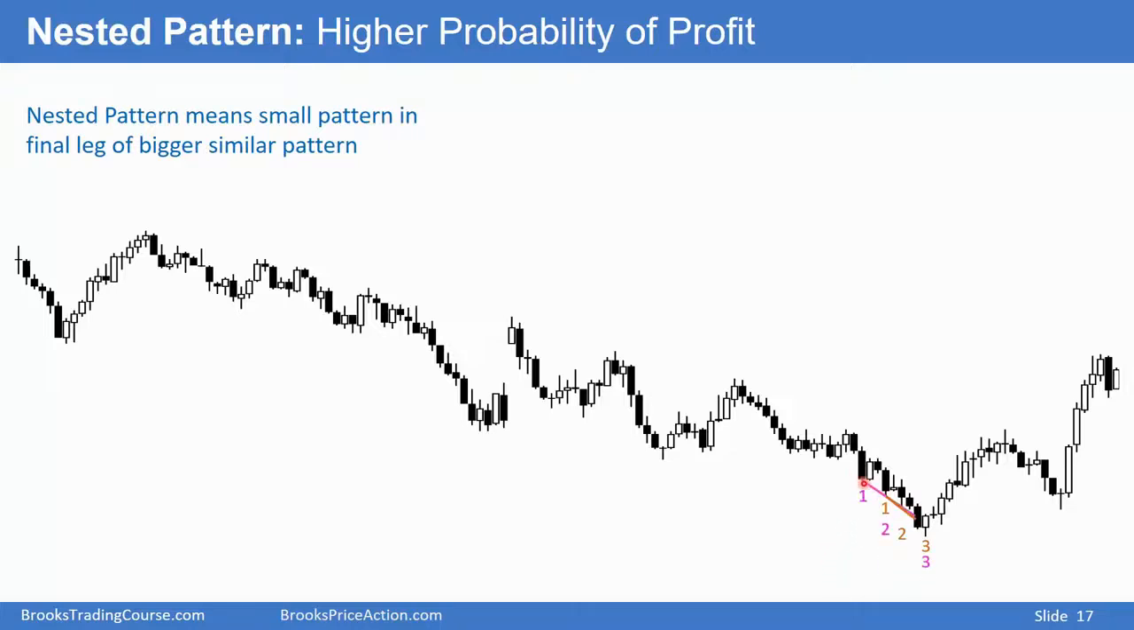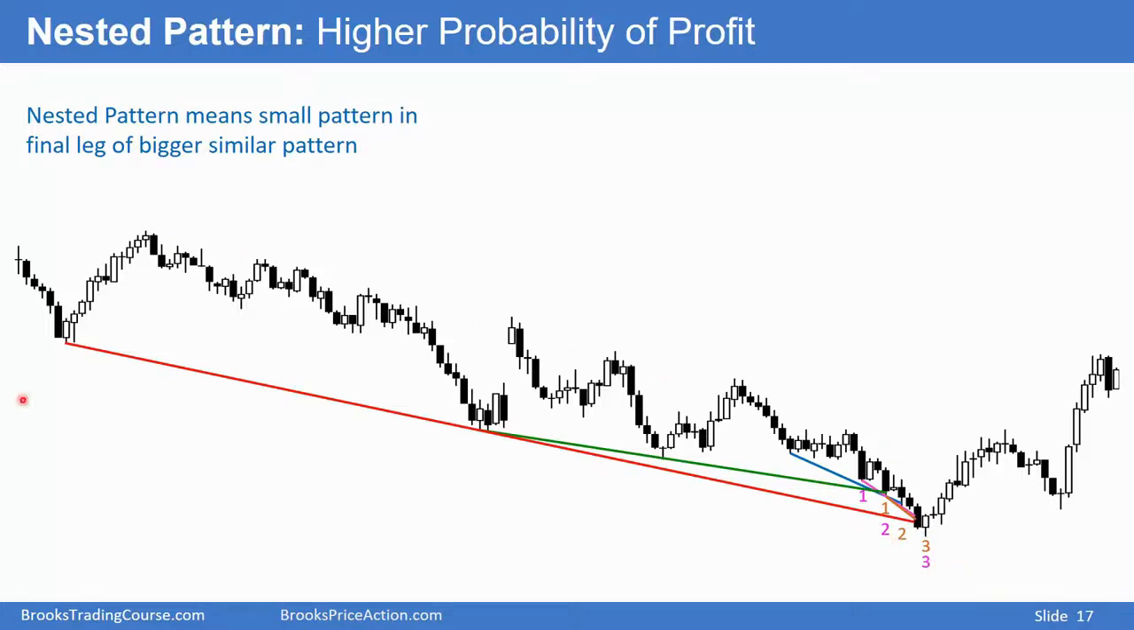Slightly bigger pattern: this small wedge, 1, 2, 3, is within a larger wedge, 1, 2, 3. And here's a larger wedge, 1, pull back, 2, pull back, 3, within a larger wedge, 1, 2, 3, within a larger wedge, 1, 2, 3. So we have several layers of nesting within a large wedge bottom. And then we have a good buy signal bar here, a higher probability that you'll get at least a couple legs sideways to up.